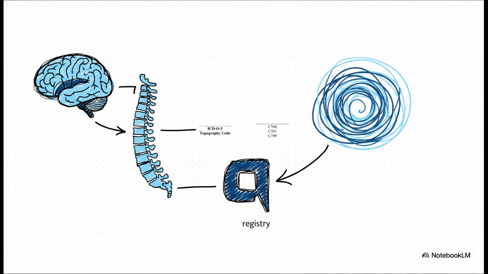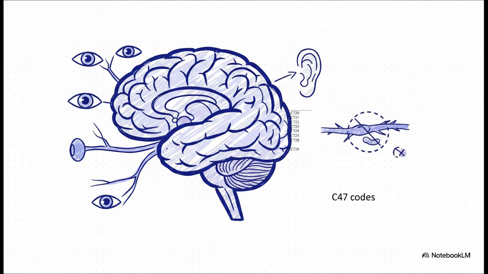If your benign tumor falls into these exact topography codes, it enters the registry. The exact same logic applies to the spinal cord and cranial nerves. The required topography codes here span from C72 right up to C72.9. This covers the spinal cord, the olfactory nerve, the optic nerve, the acoustic nerve, and so on. Notice a pattern here? It's highly, highly specific.